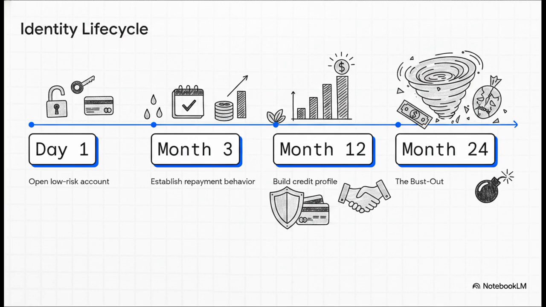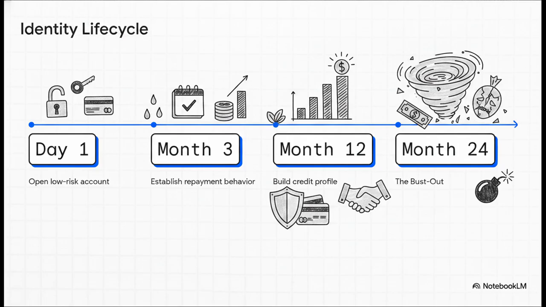They literally just want to exist in the database. Fast forward to month 3, they get a small line of credit, like a secured credit card, and they actually pay their bills perfectly. They might even set up automated payments to build a flawless history. By month 12, they've built a pristine, trustworthy credit profile. They act like the absolute perfect customer, eventually getting auto loans, personal loans, premium credit cards.